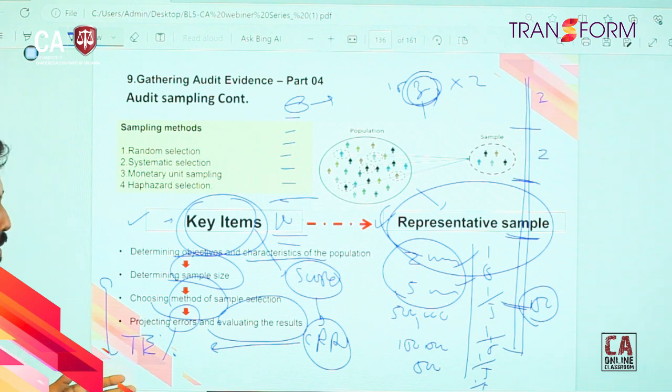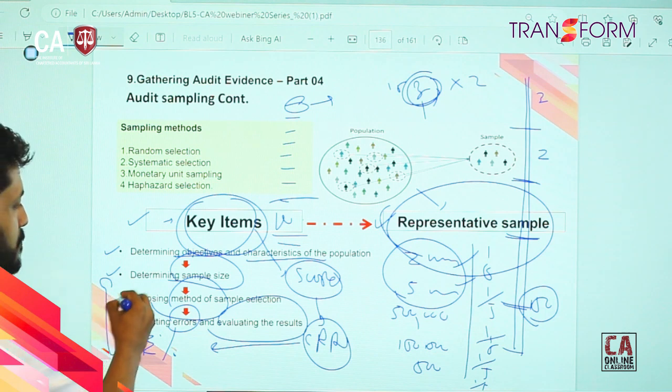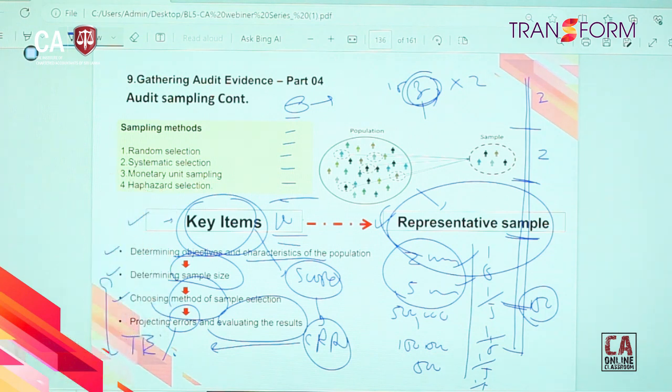As we discussed, once you are deciding on the sampling process, you have to identify the population, its characteristics and nature, and firstly you need to ensure the accuracy of the population. If it is a system report, we need to validate the system report data, right? Ensure the completeness of the population, and then determine the sample size, whether you are going to select 10, 20, 25, that depends on your global methodology or your judgment, right? And the method you are going to use should be appropriate for your purpose, right? And then projecting errors.